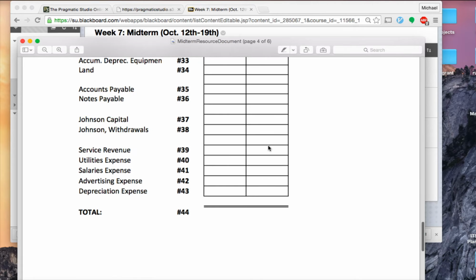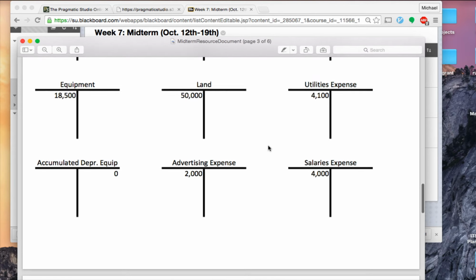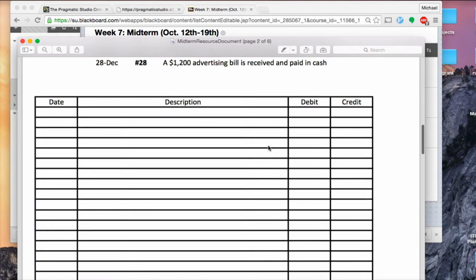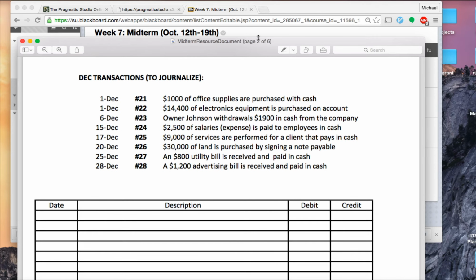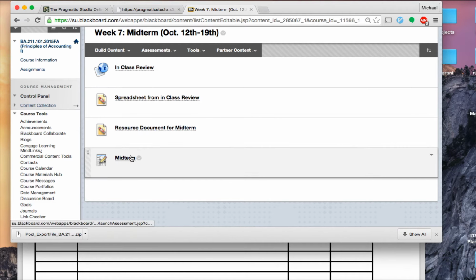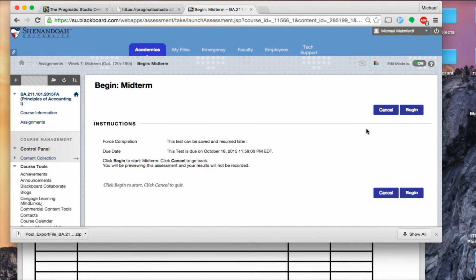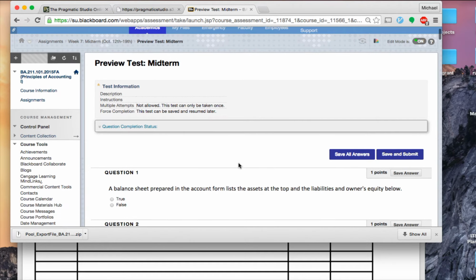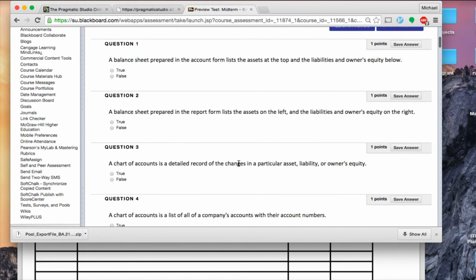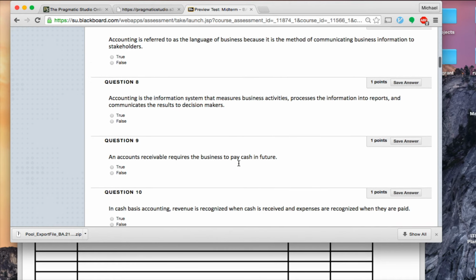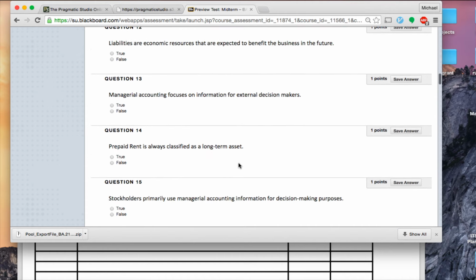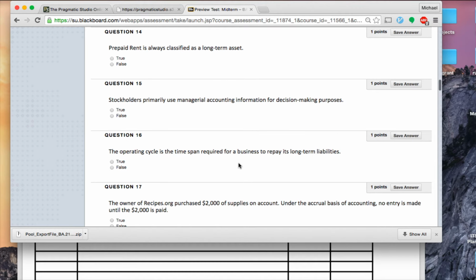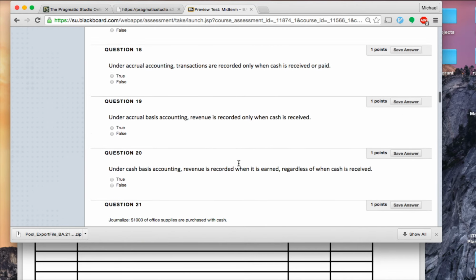Now I'm going to focus more on the numbering system and how you will be graded on this. Okay, so I'm going to leave that open. I'm going to come back over here and I'm going to open up my midterm. I'm going to go ahead and push begin. So your first, like I said, the first 20 questions are going to be true false. So you can see all those there. So that's pretty self-explanatory. If you don't know the answer, just try to look it up in your book.